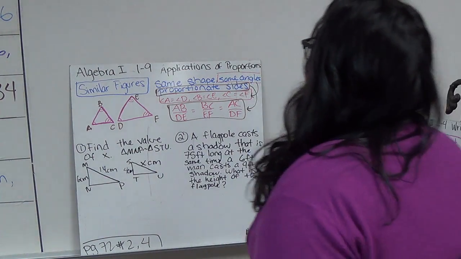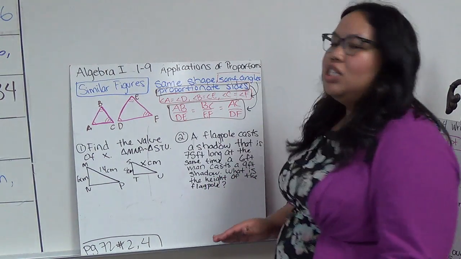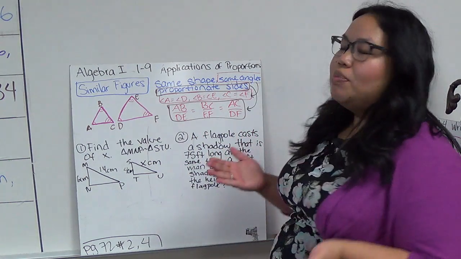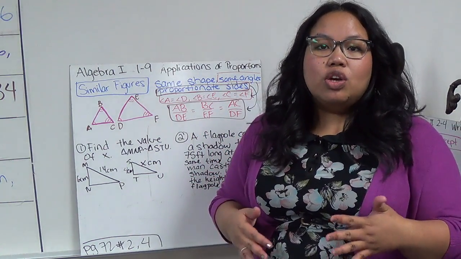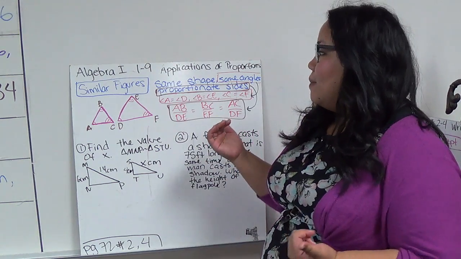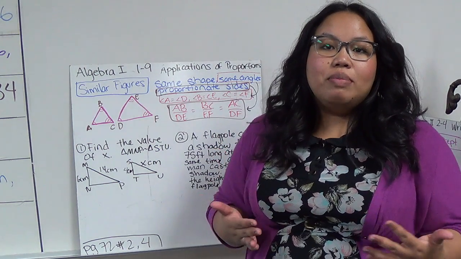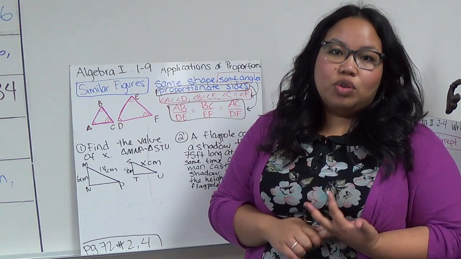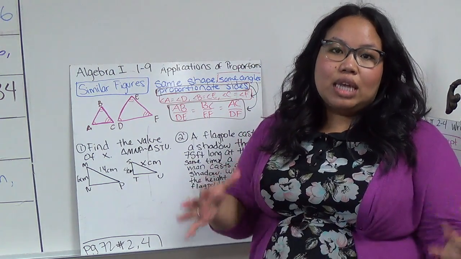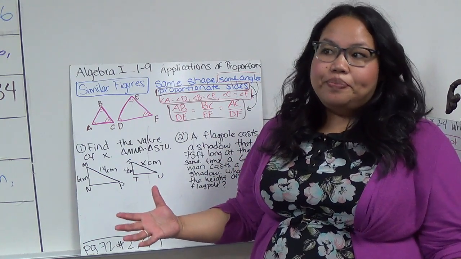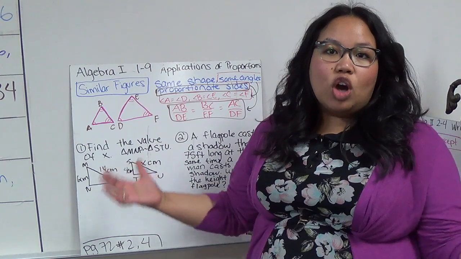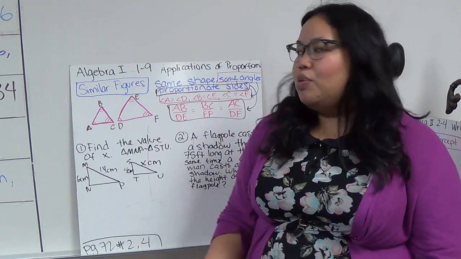In Algebra 1, Section 1.9, we're dealing with applications of proportions. You dealt with proportions before, and now we're going to apply it to something called similar figures. Figures that are congruent, or equal, have all the same equal sides and the same shape. Same shape, same angles, same sides, right? That means the measurements are all equal, and that's why we get the term equal.